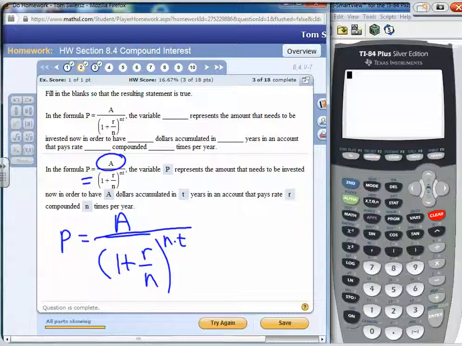Now, again, N is the number of times compounded per year. Annually, N is 1. Semi-annually, N is 2. Quarterly, N is 4. Monthly, N is 12. And if it's daily, N is 360 in the formula. And T is the number of years. All right, very good.